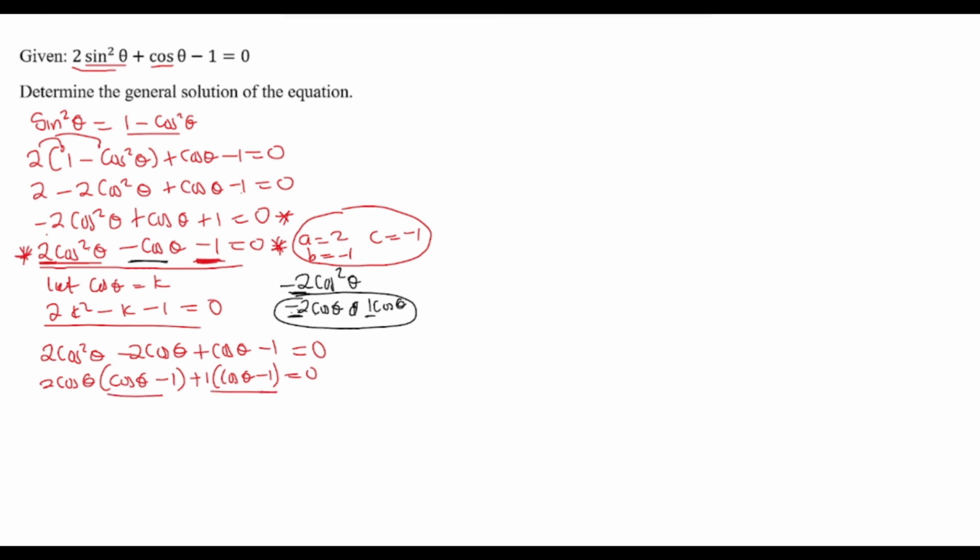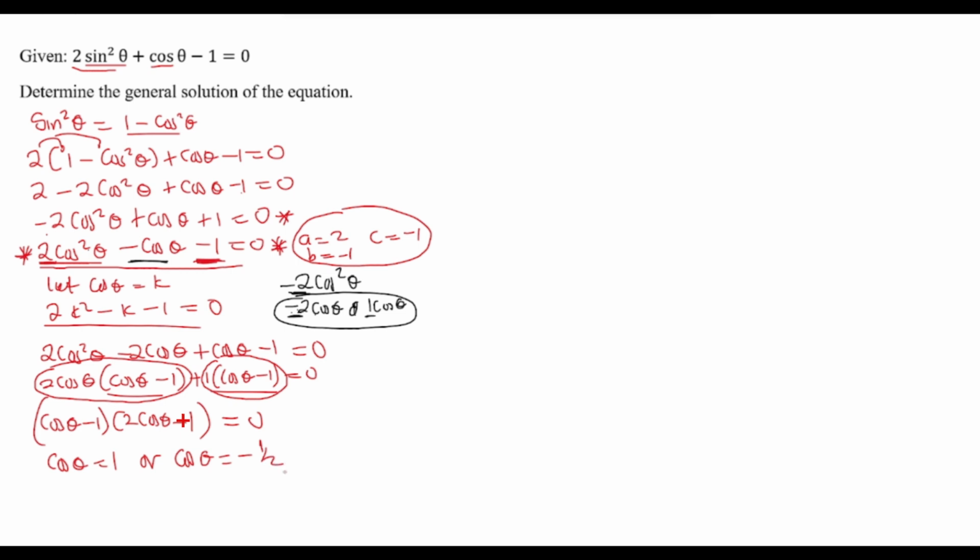We have a common bracket. We can factor it out. So cos theta minus 1. And then this whole thing divided by cos theta minus 1 will remain with 2 cos theta. Then this whole thing divided by cos theta minus 1 will remain with 1, is equal to 0. So therefore, cos theta is equal to 1, or cos theta is equal to negative 1 over 2.